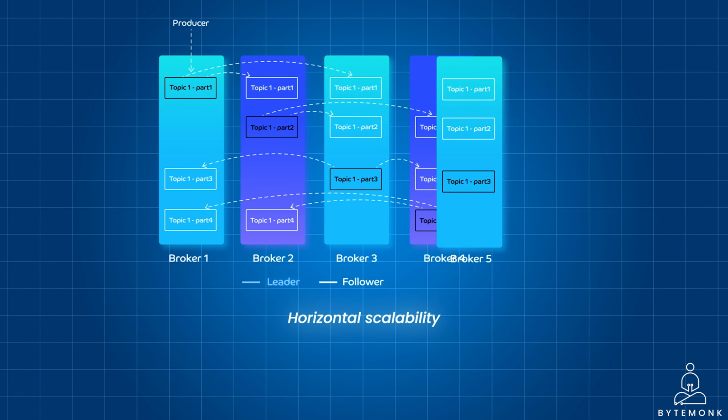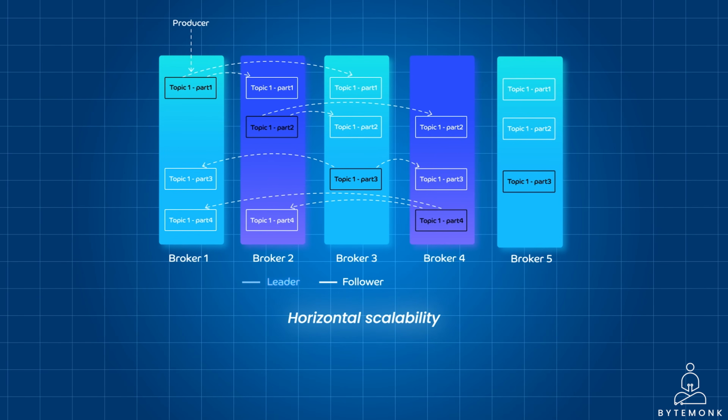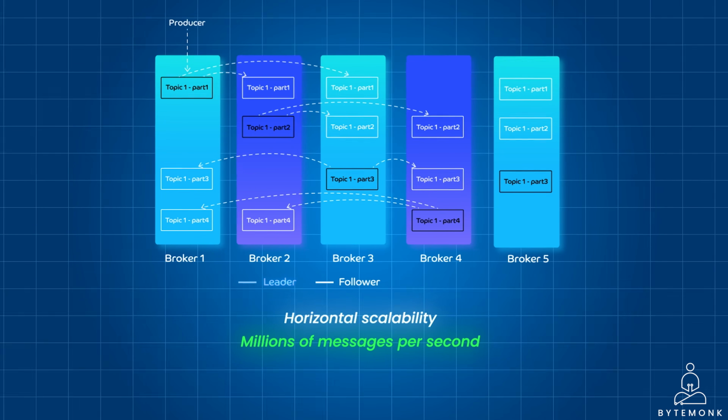One of Kafka's key strengths is horizontal scalability. It enables you to add brokers over time to your Kafka cluster, allowing you to scale to hundreds of brokers and handle massive amounts of messages, with throughputs of millions of messages per second. The scalability makes it well suited for large-scale applications such as Twitter, where real-time data processing is critical.